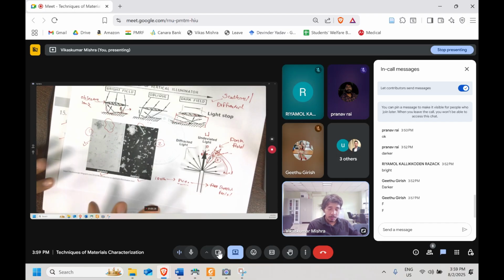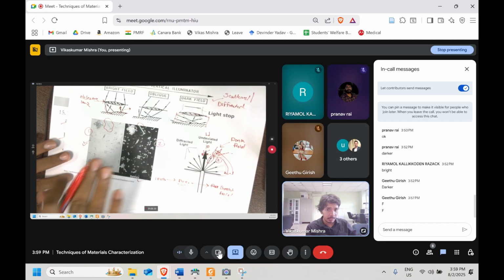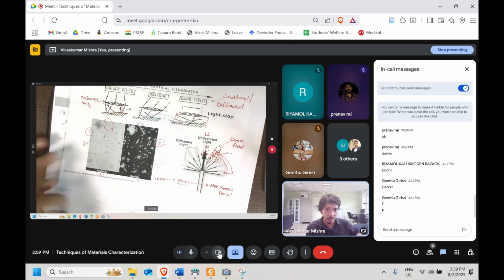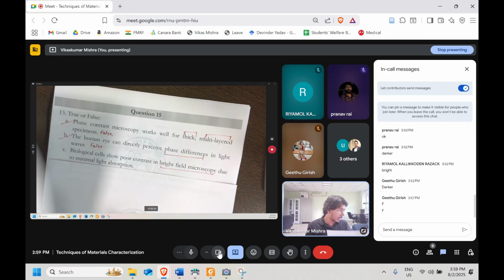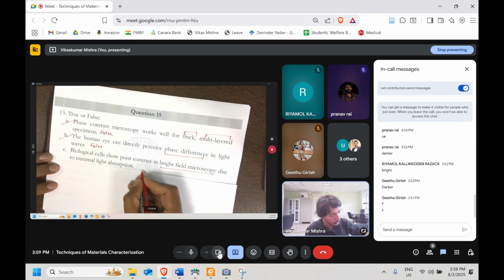Even though right now I'm telling you about the ceramic, you can say that more or less the contrast will be very low because their absorption will be very less. Okay. So the answer is true.